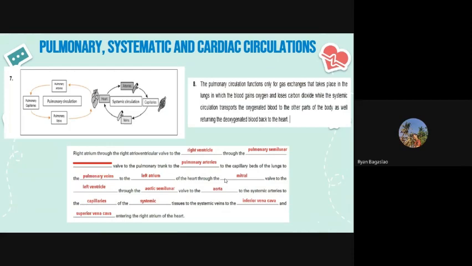For number 7, a simple schematic of a so-called general circulation is shown below. What part of the circulation is missing from this diagram? The missing circulation is the pulmonary circulation.